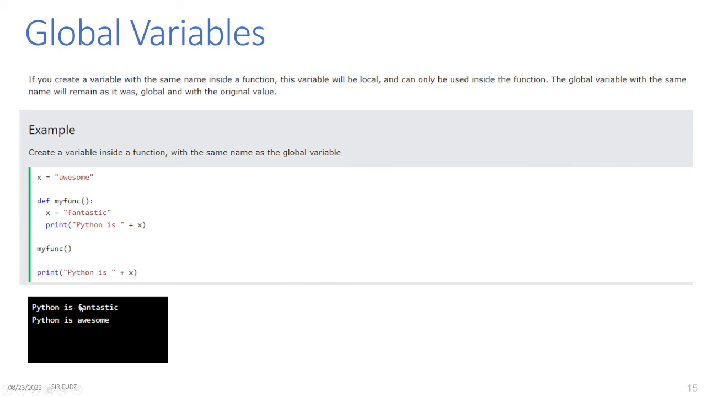So if we call the my function here, it will print Python is fantastic. But if we again go out of this function and we print Python is x, so this x now is referring to the global variable because these two variables are actually different. Again, this is the global variable and this is the local variable. So their memory addresses are actually different. So even if you change x here to fantastic, this will not change this value. That's why we have this output.